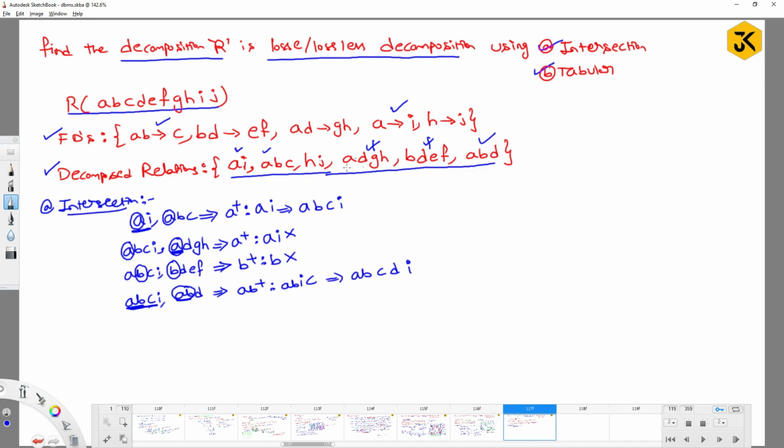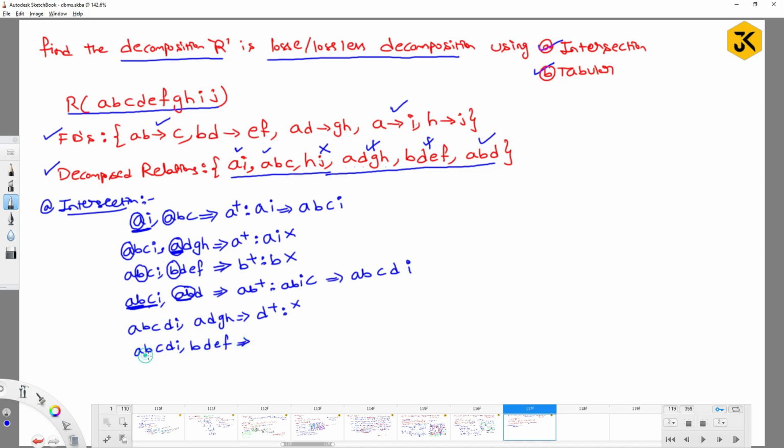Now repeat the same procedure for all the other relations. The new relation is ABCDI. That should be combined with HJ. It is not possible, but can we do it with ADGH? Yes. If I try it with ADGH, the common column between these two is D. If I find D closure, is anything obtained? No. So as of now these two are not done. ADGH is also not possible, so we need to take ABCDI with BDEF.